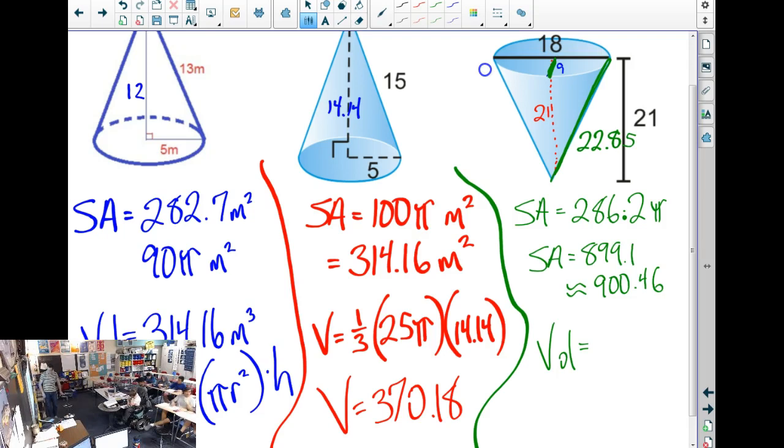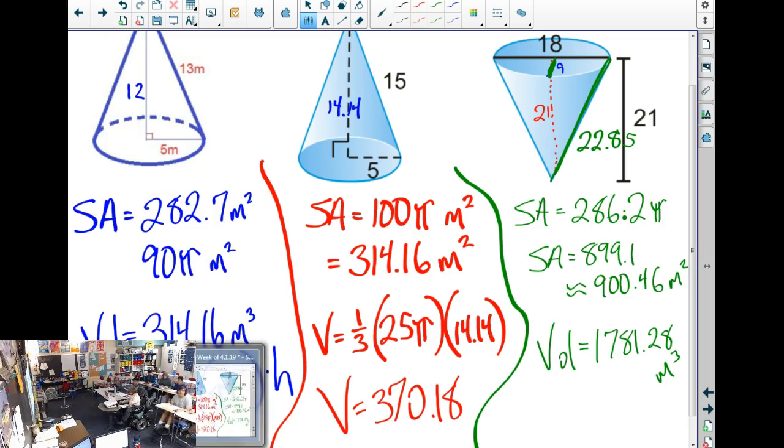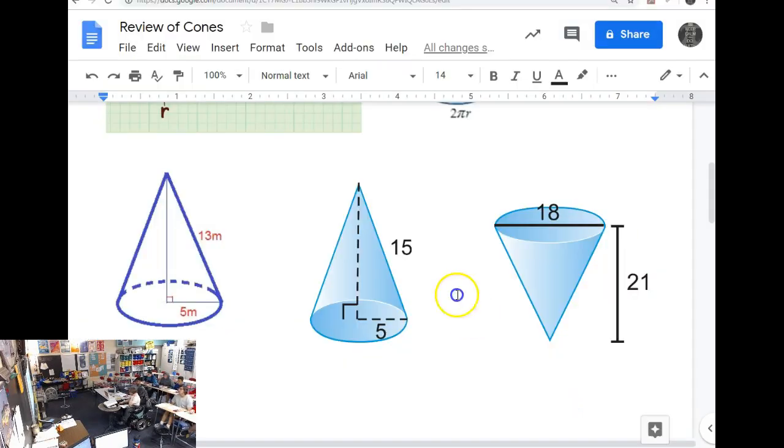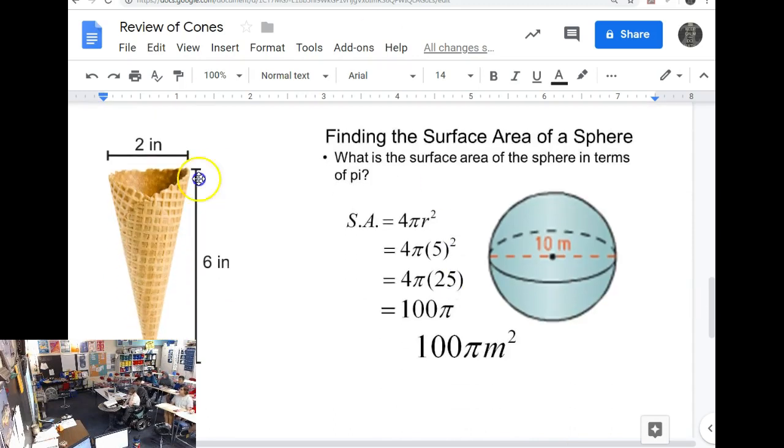Volume. 1,781.28. Yep. How many thousand? 1,781.28. So, the difference between units squared and units cubed, we'll assume meters. Units cubed. No, it's millimeters. And spheres. So, what is our volume formula? I'm not sure. 1/3. No, it's 4/3. Right? Oh, wait, sorry, one more cone.